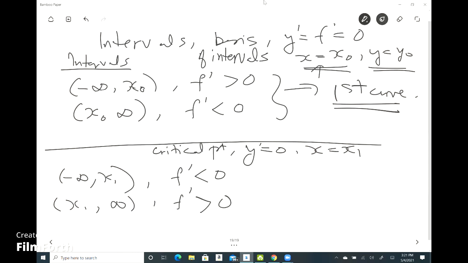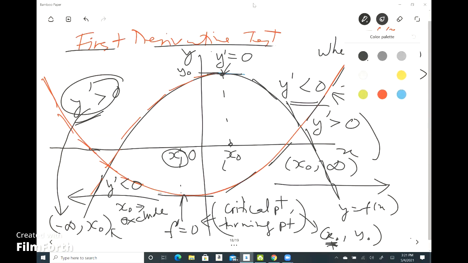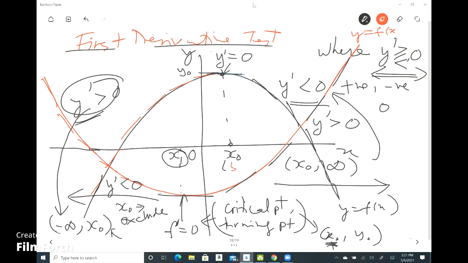Okay, all right. Now, let's go back to the graph. Suppose this x0 is equal to 5. And let's say this x1 here is equal to negative 2. Don't worry about the negative 2. Just look at the first curve, all right?